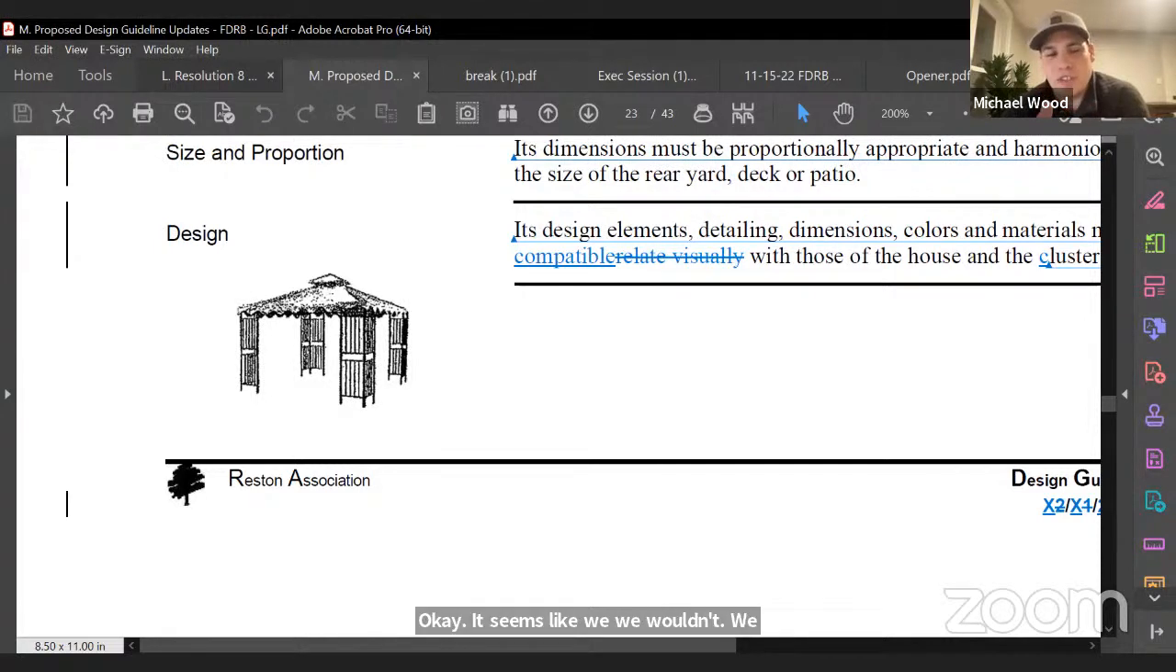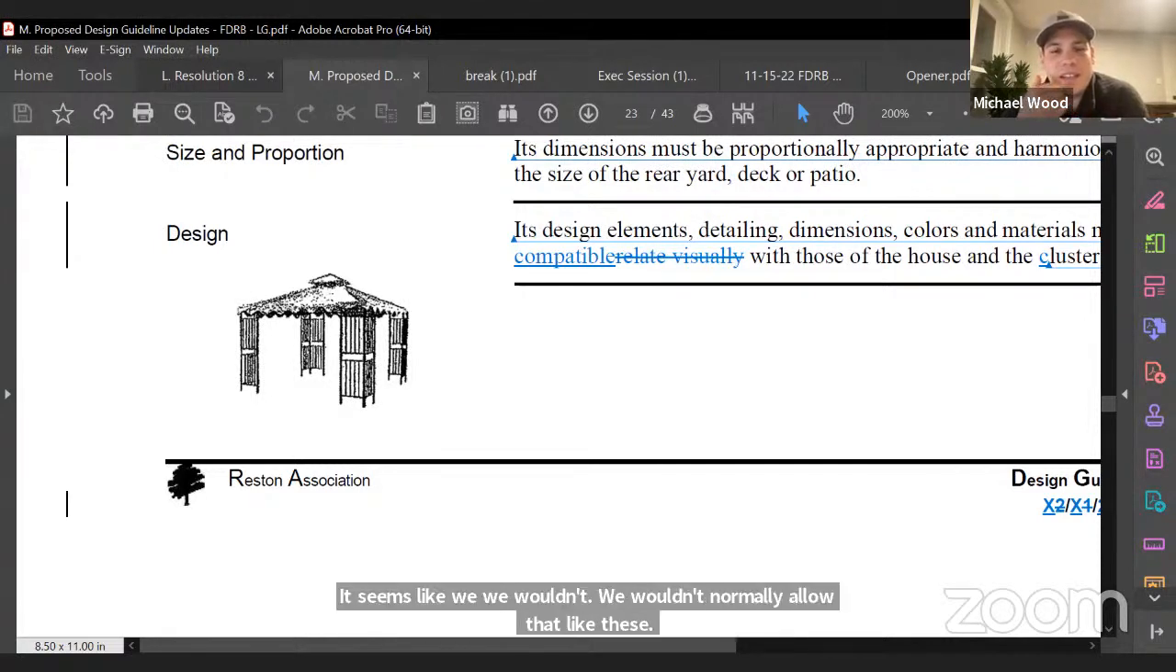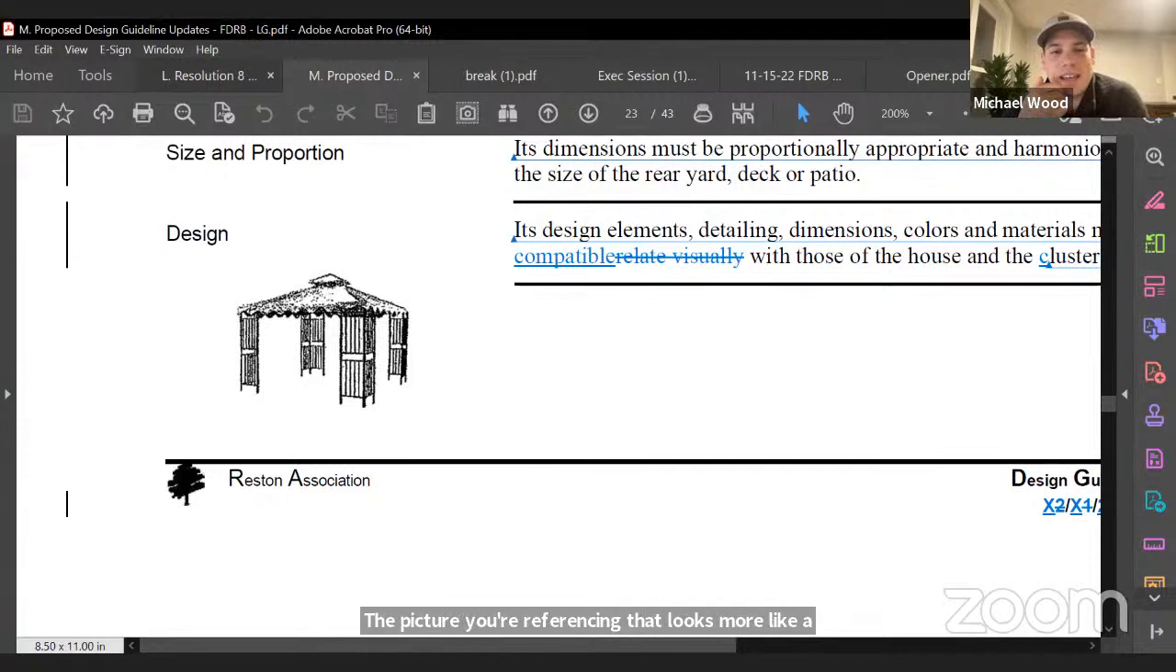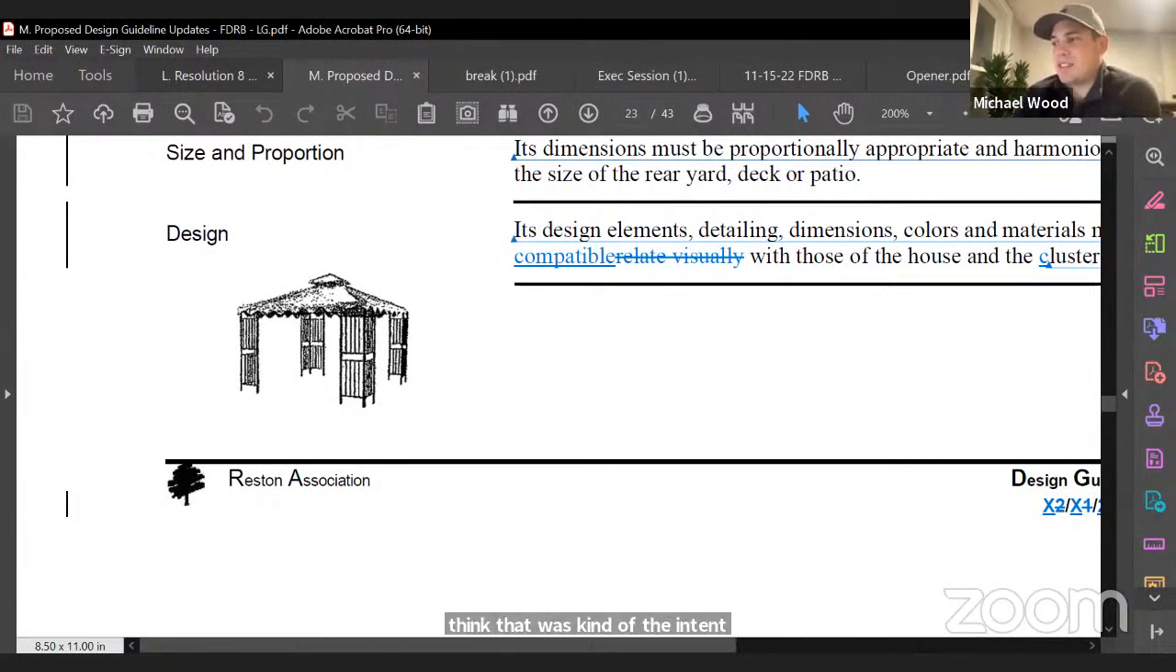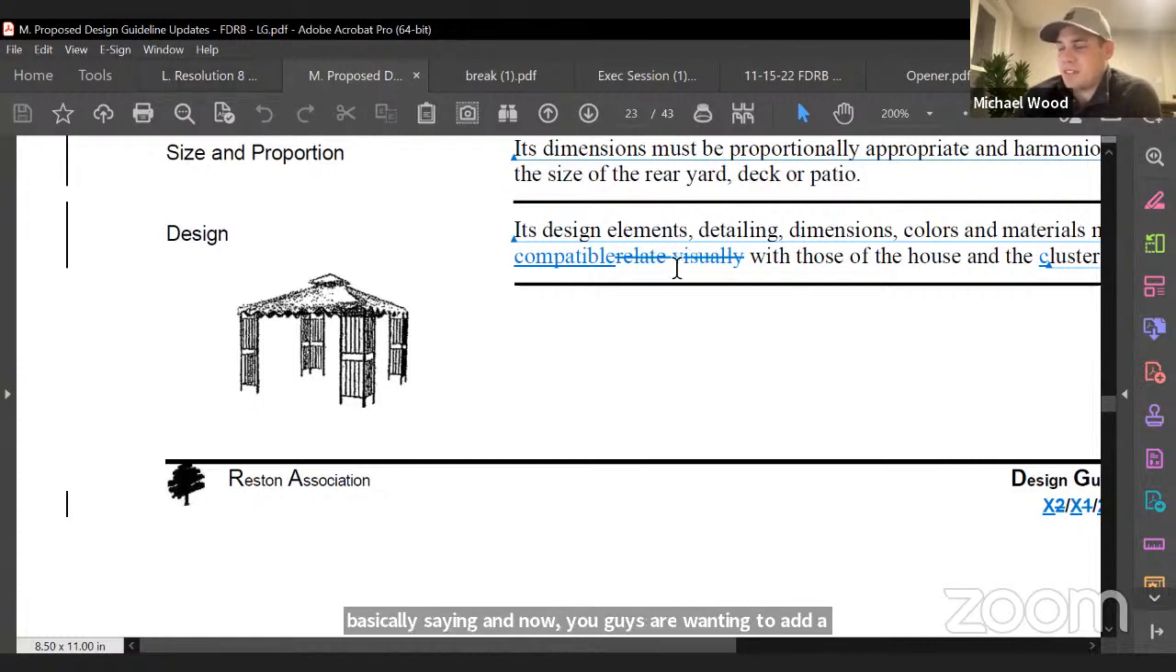The picture you're referencing looks more like a thatch, tiki hut kind of structure, built out of more durable materials. And I think that was kind of the intent. The intent of the shade structure was always to be a temporary install, is what they were basically saying. And now you guys are wanting to add a temporary section and a permanent section. But to me, I don't know if there's a need for a permanent section.